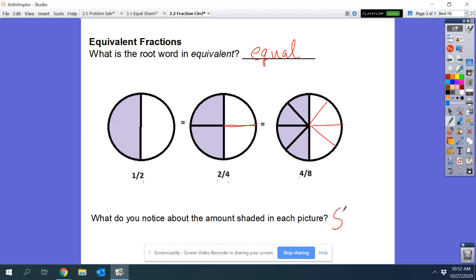It's the same, right? And so the way we represent that mathematically is that they are equal.